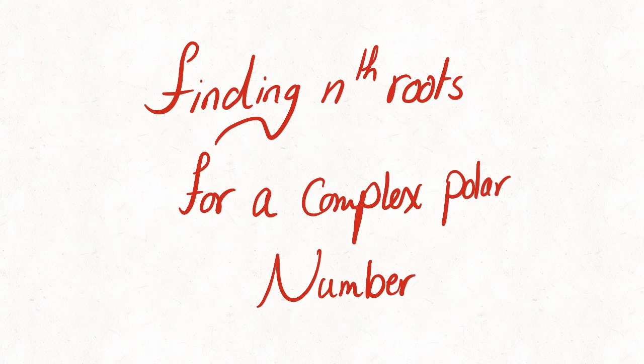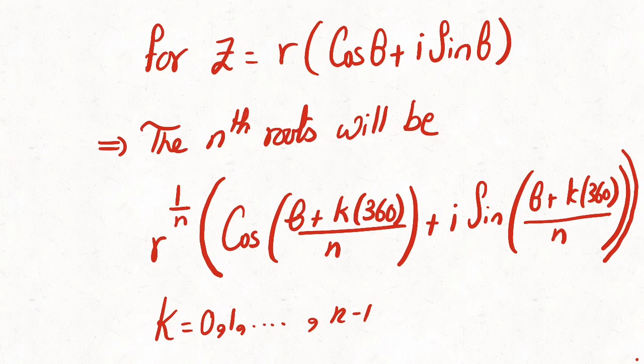The nth roots of a complex number. For z equals r cosine theta plus i sine theta, the nth roots follow this procedure: r to the power 1 over n times cosine of theta plus k 360 divided by n. The same angle will be used with sine, and k will range from 0 up to n minus 1.